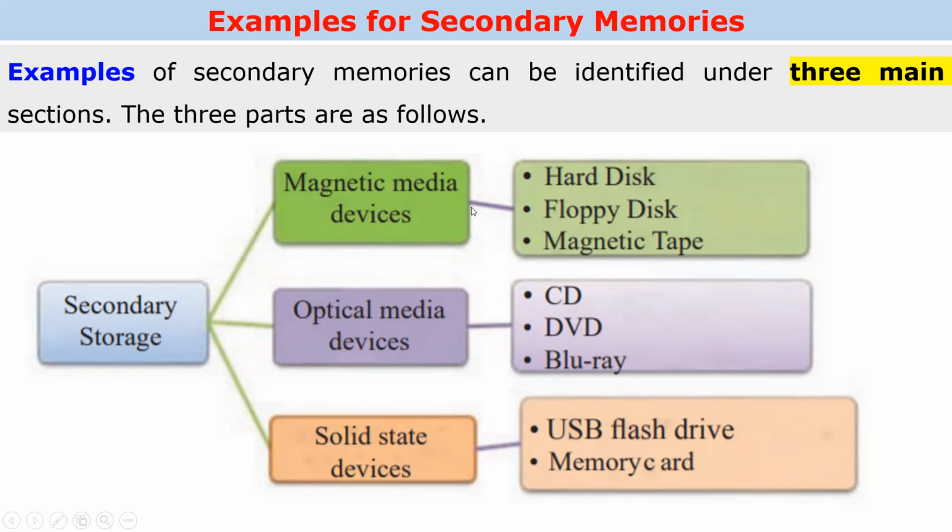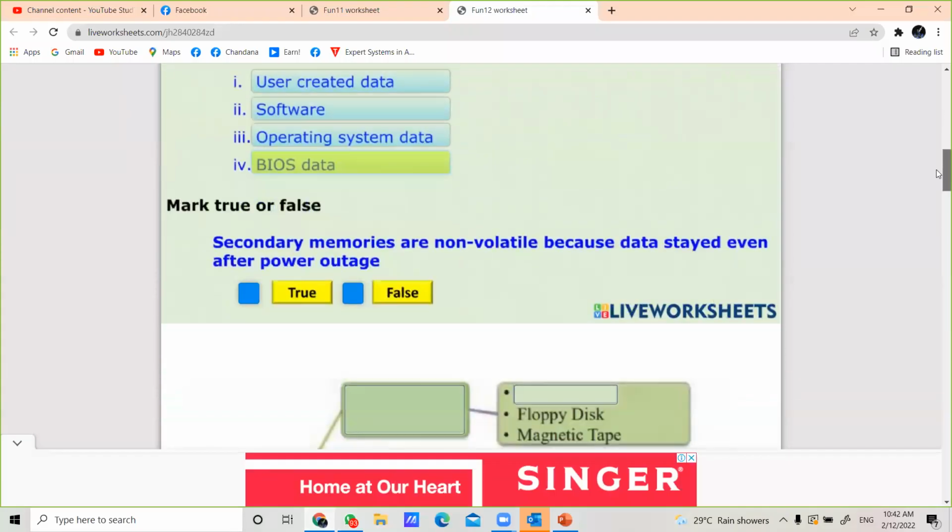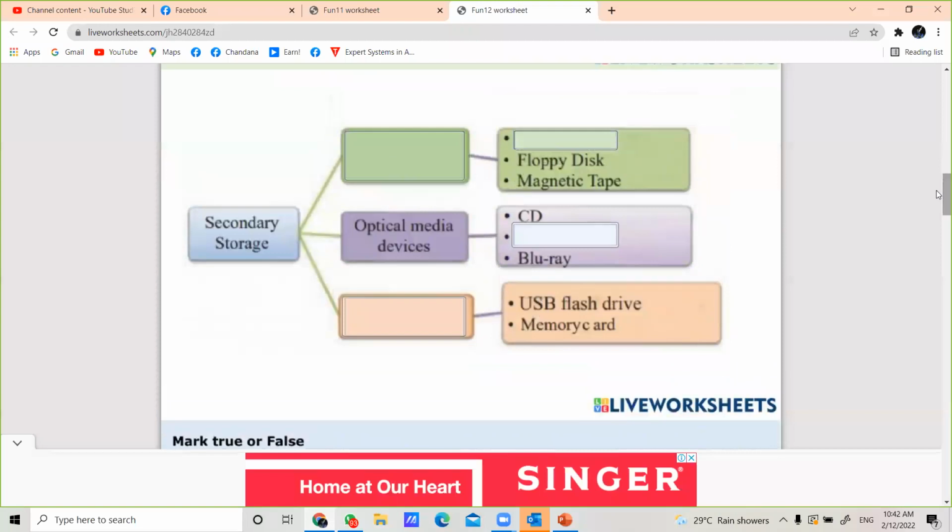There are some examples also here. Under magnetic technology, you can see some examples: hard disk, floppy disk, magnetic tape, like that. And optical technology, CD, DVD, Blu-ray, and solid state, USB and memory card. Right. Here you want to fill in this diagram. Try to fill it here.